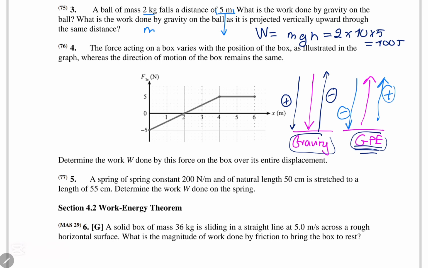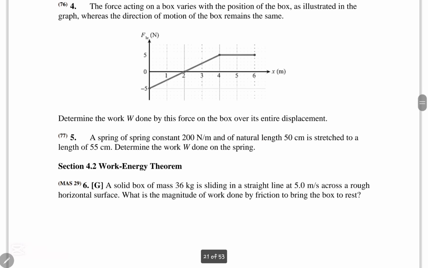Now, they want the work done by gravity on the ball as it's projected vertically upwards through the same distance. Now, here, what's going to happen? Because it's going upwards, the work done by gravity is going to be negative, so it's going to be minus mgh. So minus 2 times 10 times 5. So that's going to be minus 100 joules. Okay, that's it for question number 3. We'll move on to question number 4.